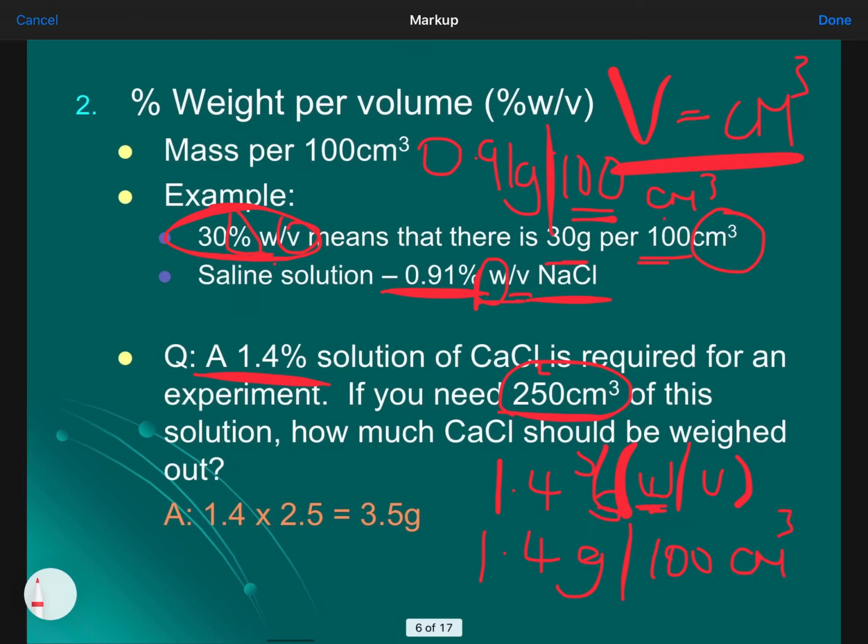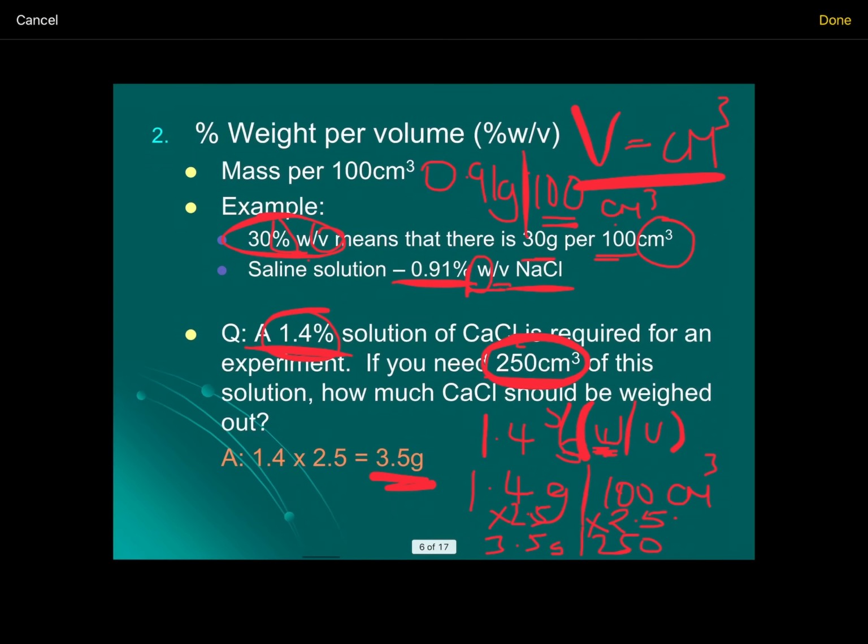So write down, get rid of the percentage sign, because that can confuse people. The minute you see 1.4%, it means 1.4 grams, because it's W by V, in 100 cubic centimeters. Now, if you need 250 cubic centimeters, then you need to bring that up to 250 by multiplying by 2.5. But if you multiply that side by 2.5, then you must multiply this side by 2.5 as well, and you'll get your answer then, 3.5 grams. Is that okay?